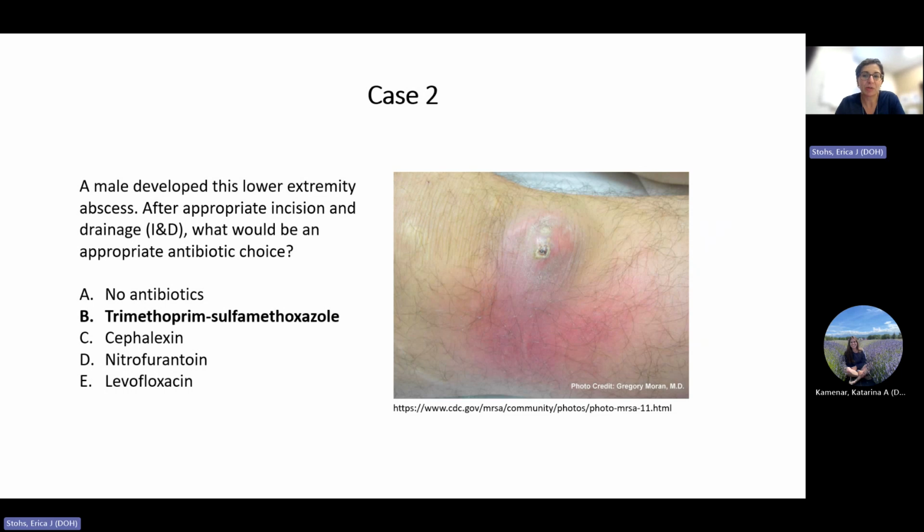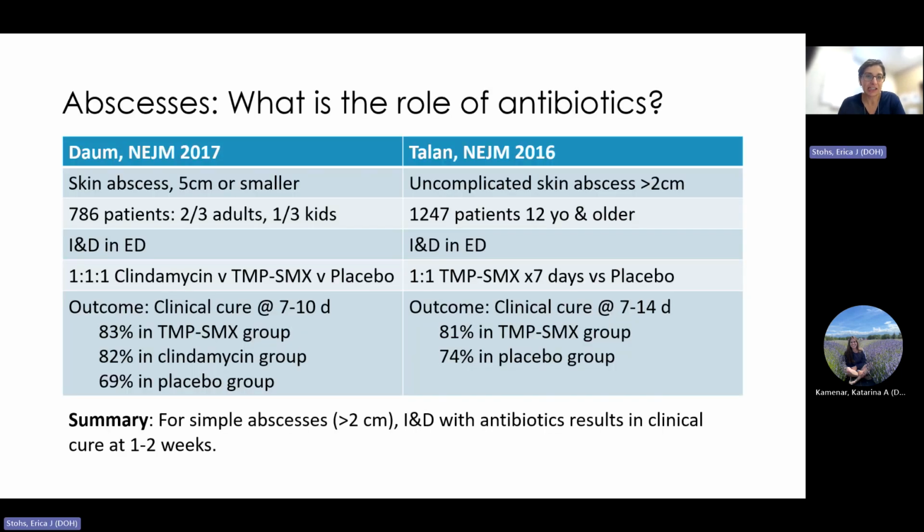Again, because we're dealing with Staph aureus most likely, because there's pus production, and in adults it's very common that it's MRSA, we want a MRSA-covering antibiotic. Let's discuss this a little bit more in depth. For abscesses, what is the role of antibiotics? For many that are very small, you may not need antibiotics at all. So when do you need them?